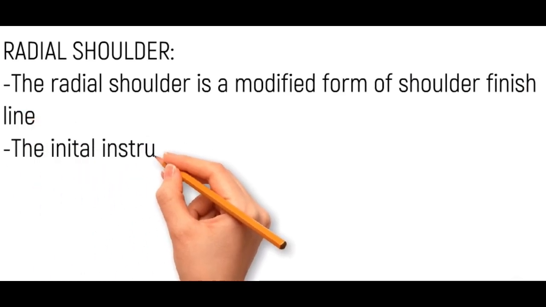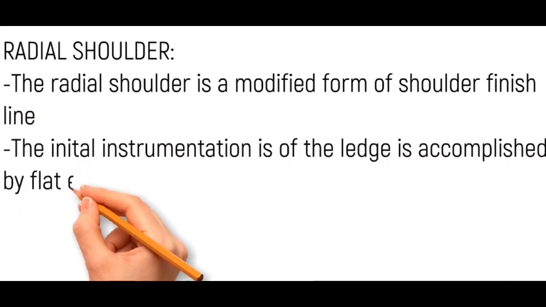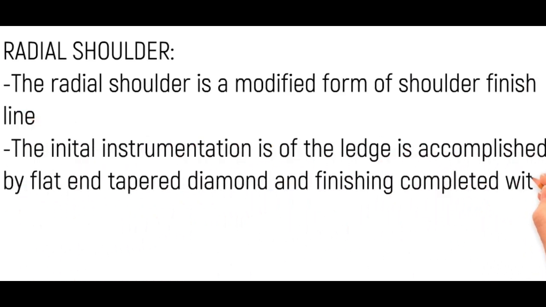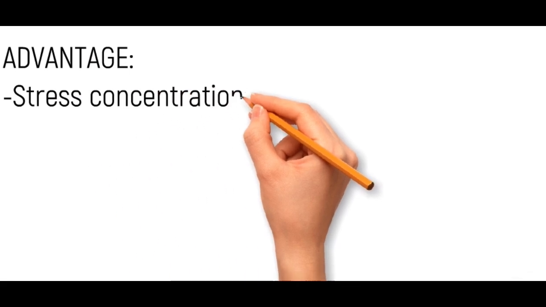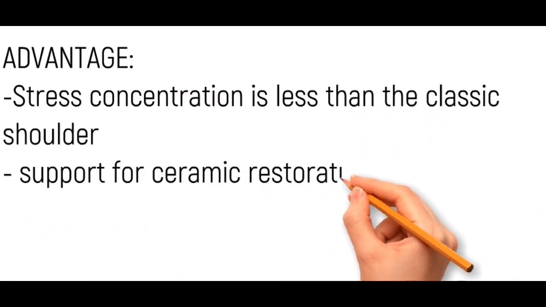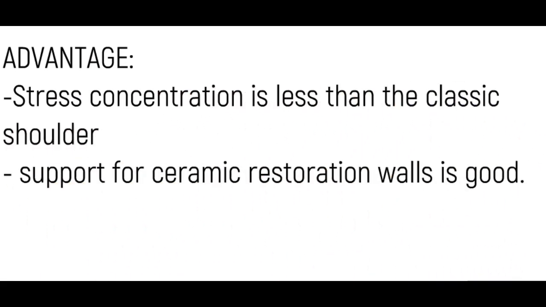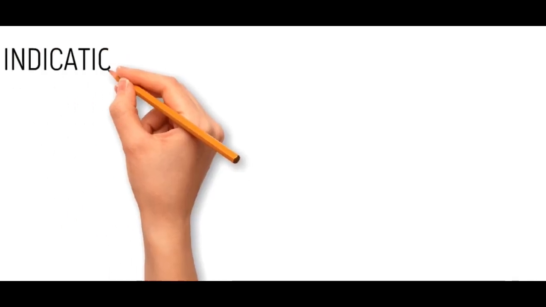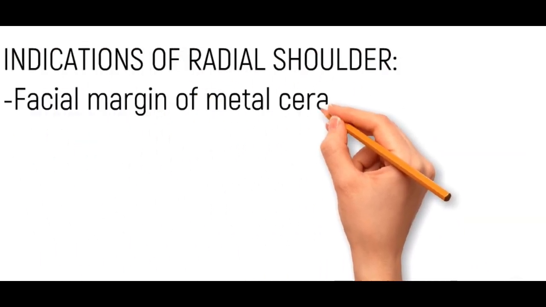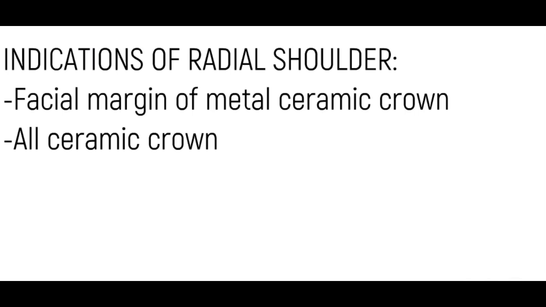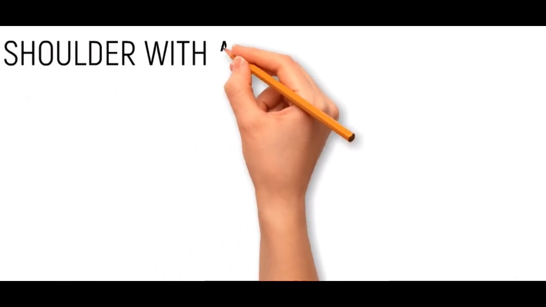Another variant of shoulder margin is the radial shoulder, which is a modified form of shoulder finish line. The initial instrumentation is of ledge and is accomplished by a flat and tapered diamond finishing burr completed with a binangle chisel. Now the advantages include that stress concentration is less than the classic shoulder and support for ceramic restoration is good. Indications include facial margin of metal ceramic and all ceramic crowns.